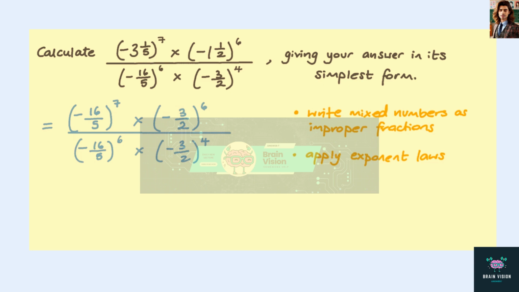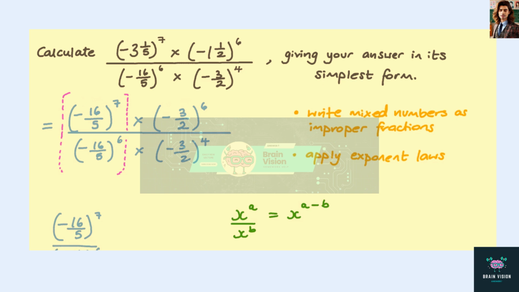At this point, we might hopefully begin to notice something about what we've written. We can see that we have a -16 over 5 on the numerator and denominator, and we also have a -3 over 2 on the numerator and denominator. At this point, we can start to think if we can cancel on the top and the bottom of this fraction. Let's consider the first part of this fraction.